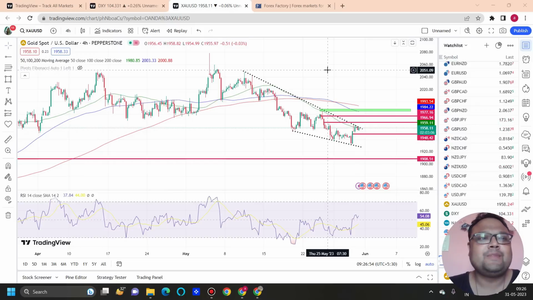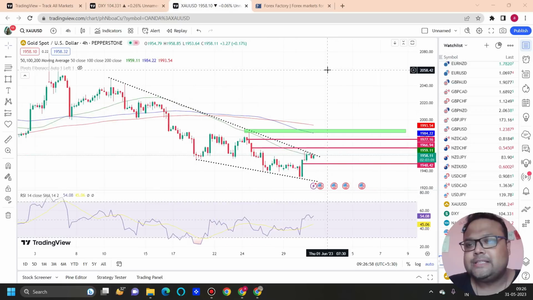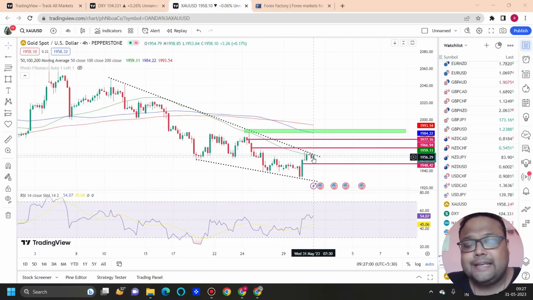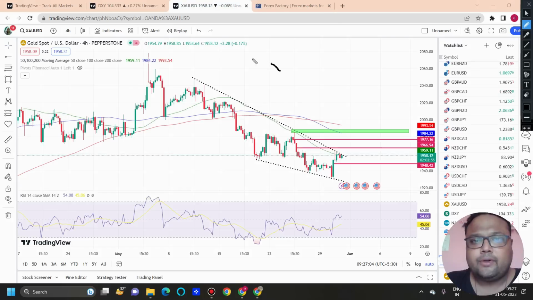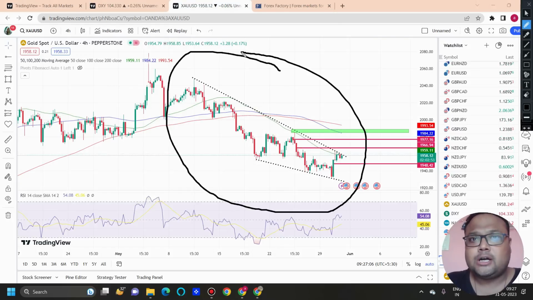So let's get started. My dear friends, this is the 4-hour chart of gold in front of us, and as you can see, the market is standing at 1958. We have a falling wedge on the chart of gold. A falling wedge is a trend reversal pattern. But before I proceed with the trend reversal part, there are many things that we need to discuss.